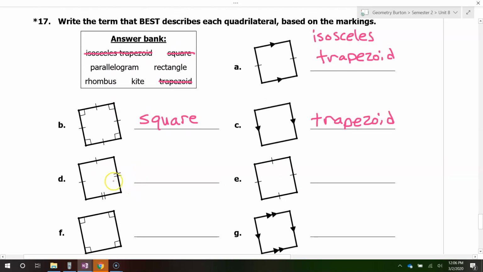Now for shape D, we have 2 pairs of congruent sides, which are touching. All right, we have a pair of congruent sides over here and another pair over here. That makes this a kite. All right, 2 pairs of consecutive sides congruent. Now for shape E, we have 4 congruent sides. That makes this a rhombus. Shape F has 4 right angles. That makes this a rectangle.